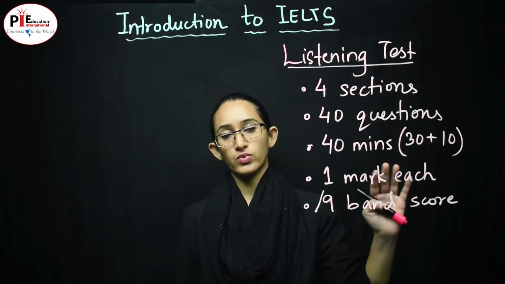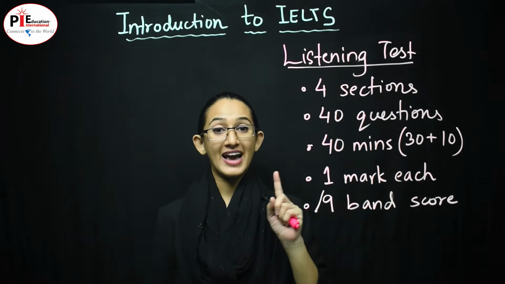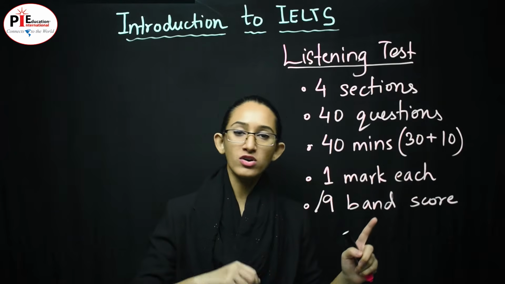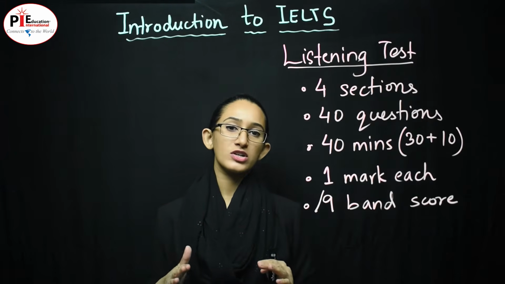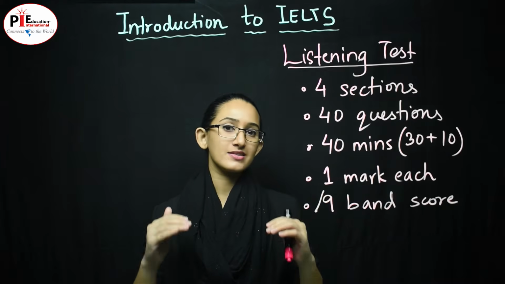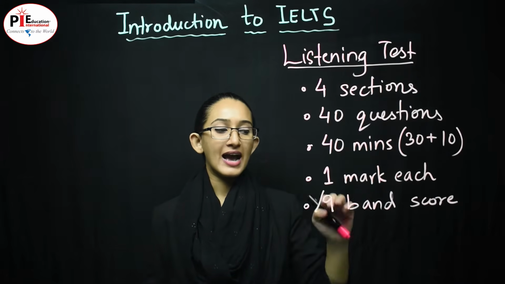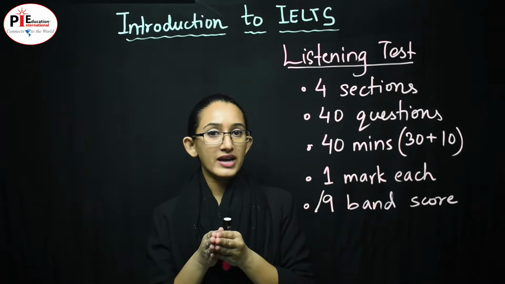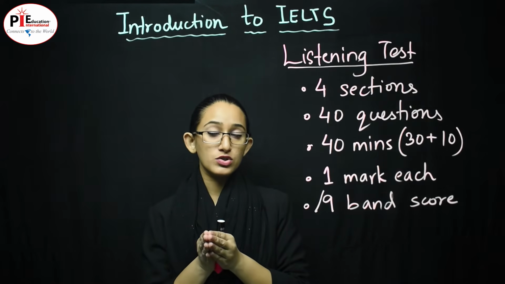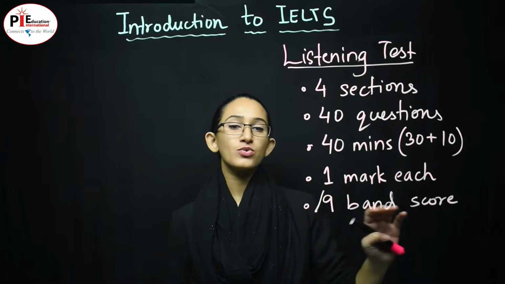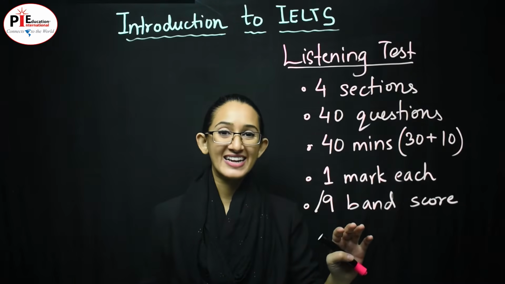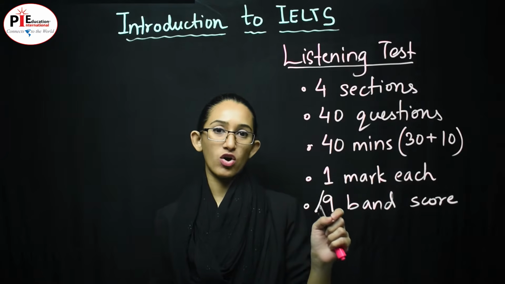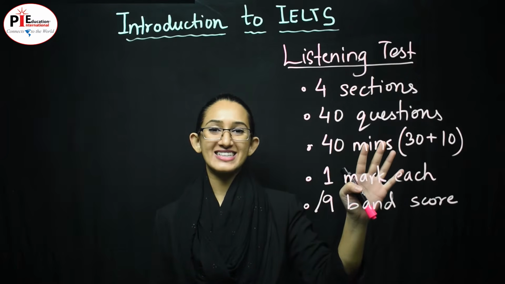Now, each of these 40 questions has 1 mark, which means no question is worth more than the other. Every single question has the same weightage, which is 1 mark. And at the end, out of 40 questions, whatever you get right, your score, is converted into a band score out of 9. So the highest band score that you can get is 9 on the IELTS listening test.